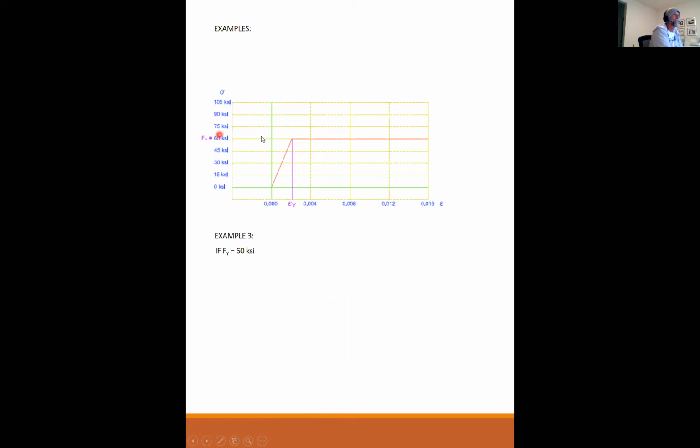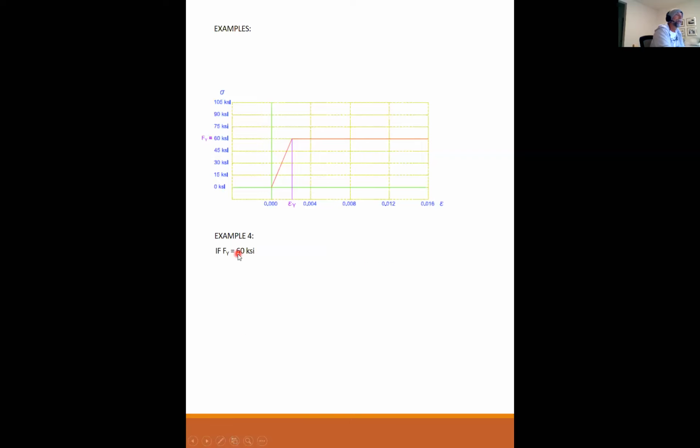Example 3. If the yield stress is 60 KSI and Young's modulus is 29,000 KSI, find the value for stress at a strain of epsilon equal to 0.001 inch per inch. On this graph, epsilon sub y is drawn right about at 0.02, so 0.001 is right in here someplace. What is the stress at 0.001? Stress is equal to Young's modulus times strain. Young's modulus is 29,000 and the strain is given as 0.001, so the stress is 29 KSI. And we box our answer.